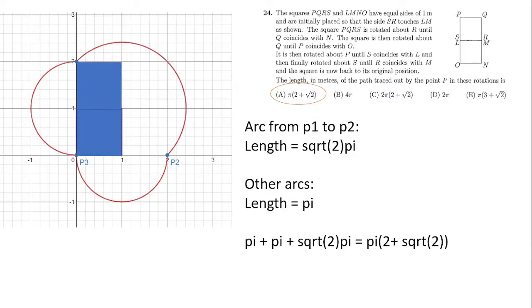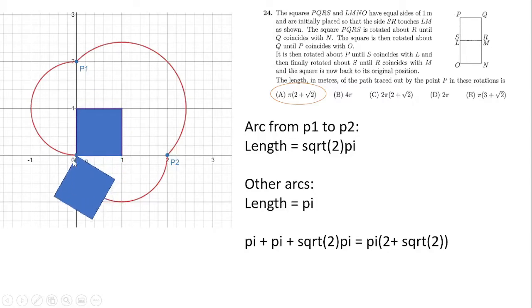I've gone ahead and done a diagram, and I've also included some animations. So here's point P. First it's going to travel along this semicircle. Then it's going to travel along the next semicircle. And then here it's going to stay in the same spot. And then it's going to travel one more semicircle.